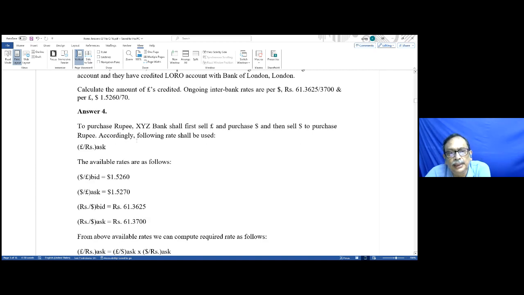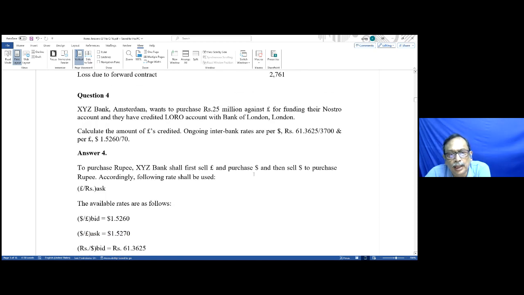To purchase rupee, XYZ Bank shall first sell pound and purchase dollar, and then sell dollar to purchase rupee. So mind this. This is very, very important.